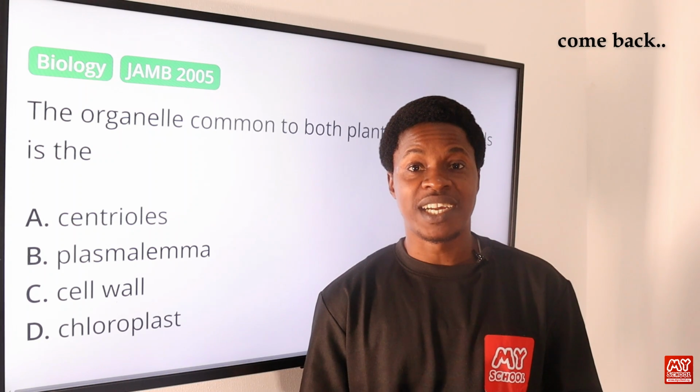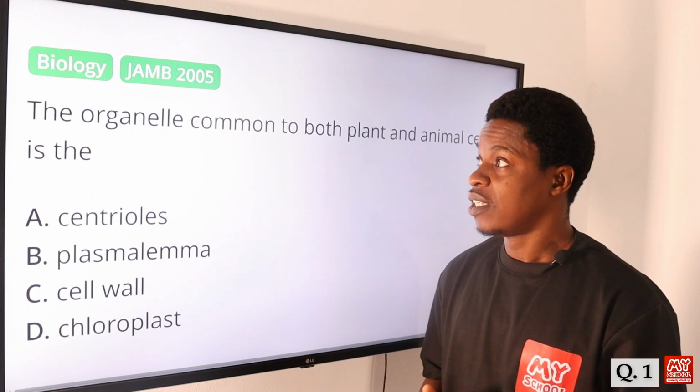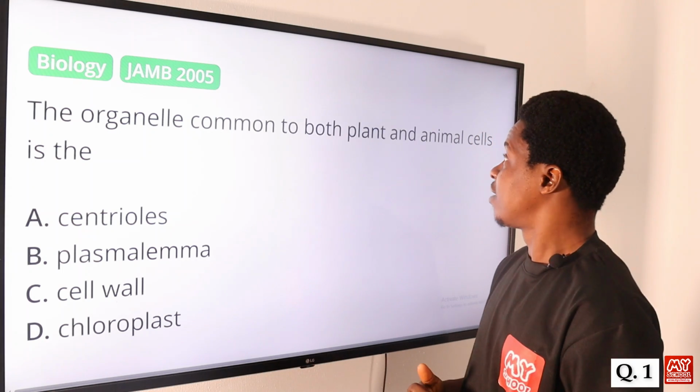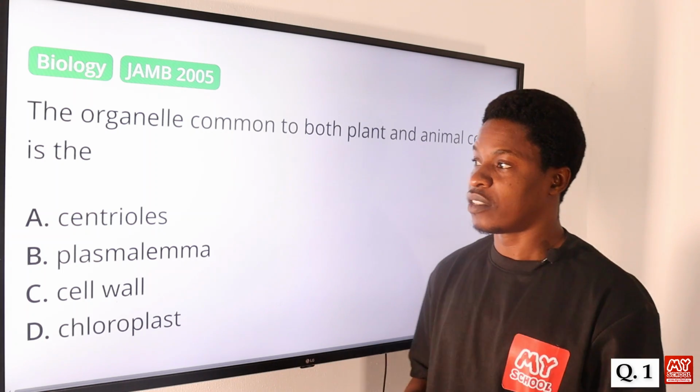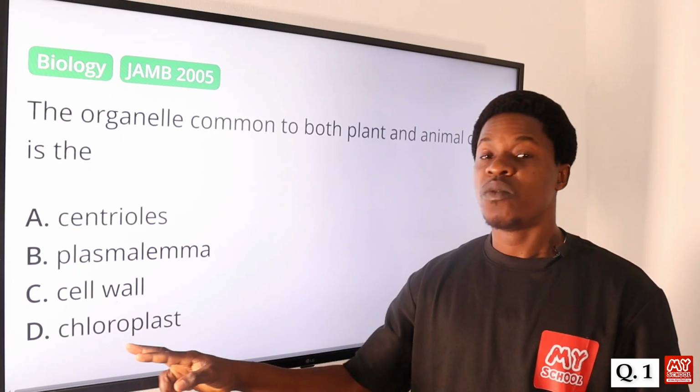In today's video, we'll be tackling question 1 to 25. Now let's get down to question number 1. The organelle common to both plant and animal cells is the what? We have the centrioles, we have the plasmalemma, we have cell wall, we have chloroplast.